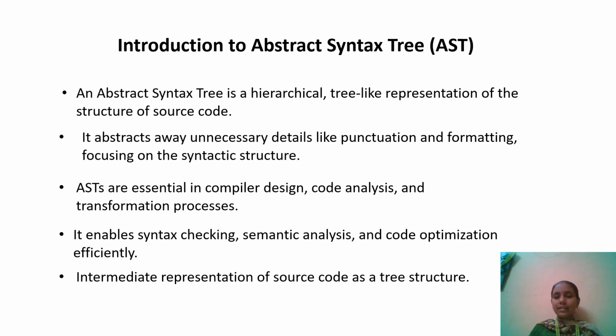Introduction to abstract syntax tree, commonly we call it AST. An abstract syntax tree is a hierarchical tree-like representation of the structure of source code. It abstracts away unnecessary details like punctuation and formatting, focusing on the syntactic structure. Abstract syntax trees are essential in compiler design, code analysis, and transformation processes. It enables syntax checking, semantic analysis, and code optimization efficiently. It is an intermediate representation of the source code as a tree structure.